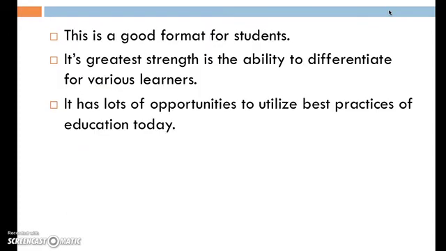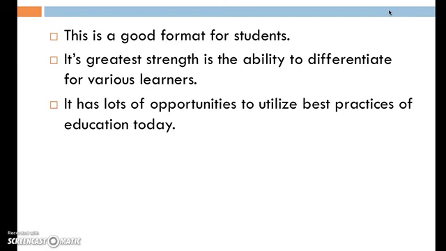My conclusion and next steps. I think this is a good format for students. Its greatest strength is that differentiation for various learners. I do have quite a spread as far as ability levels in my class. I'm sure many of you do too.